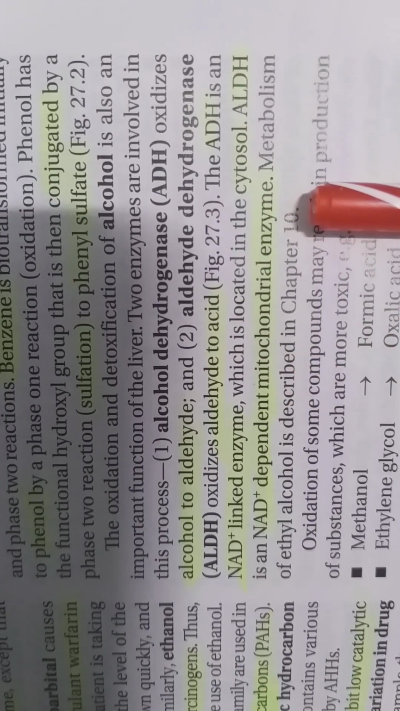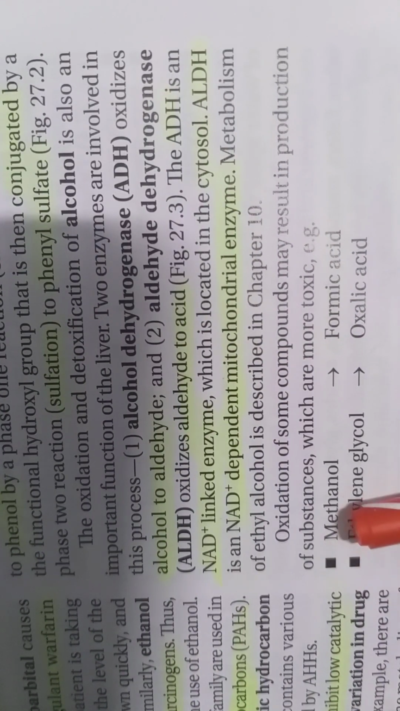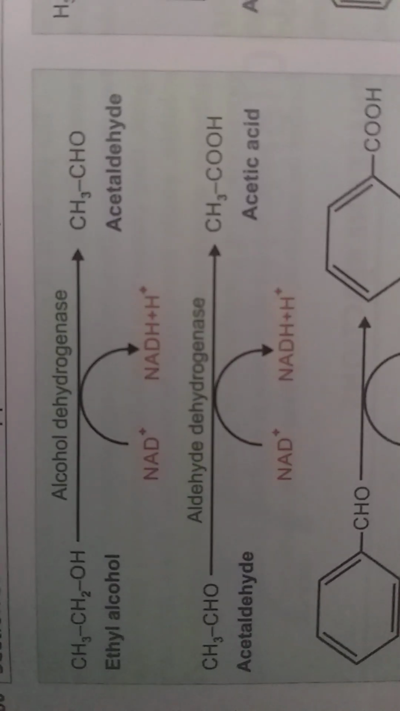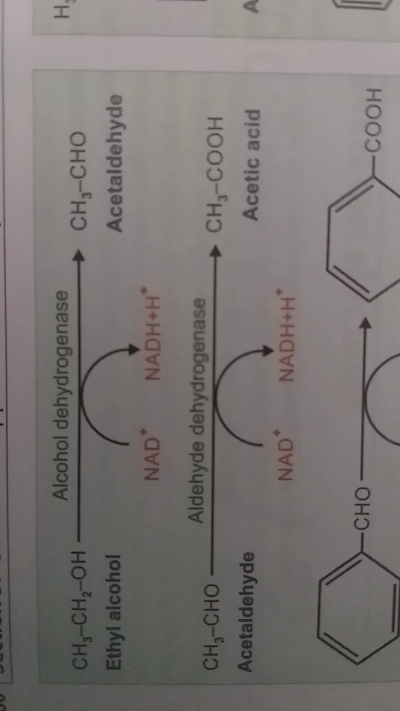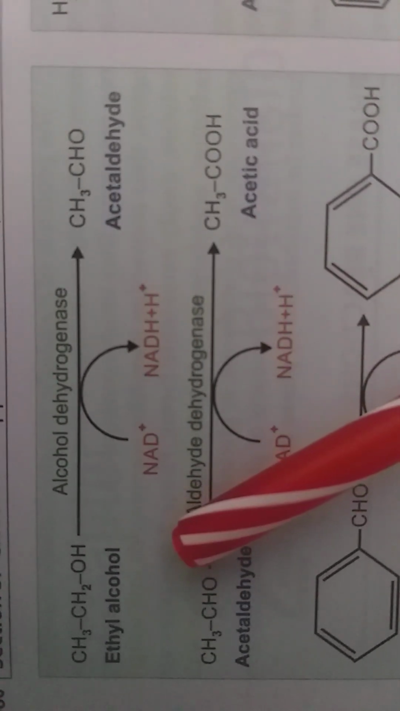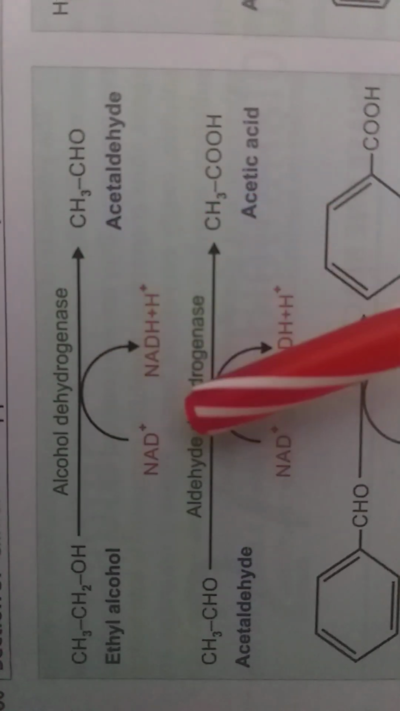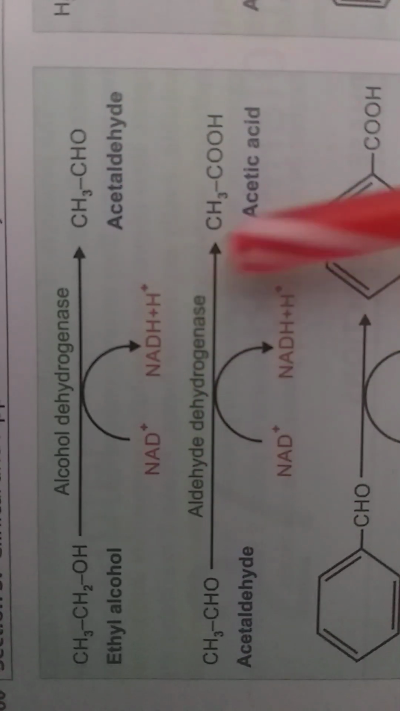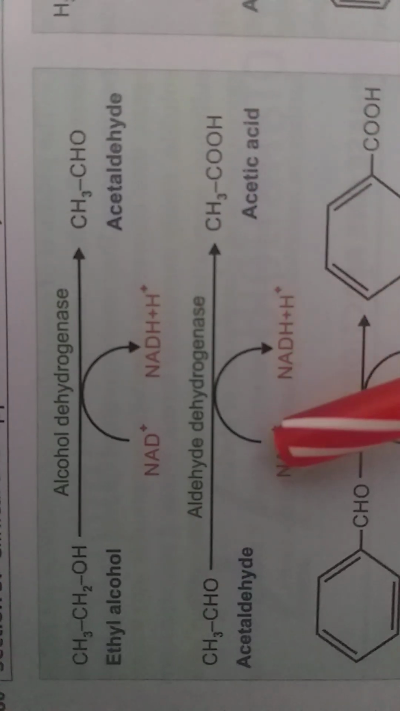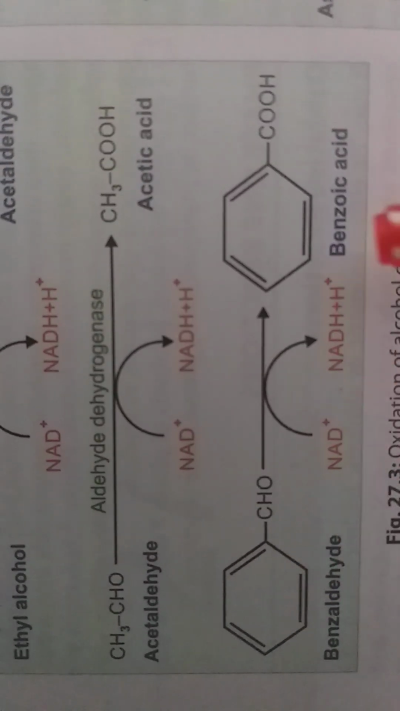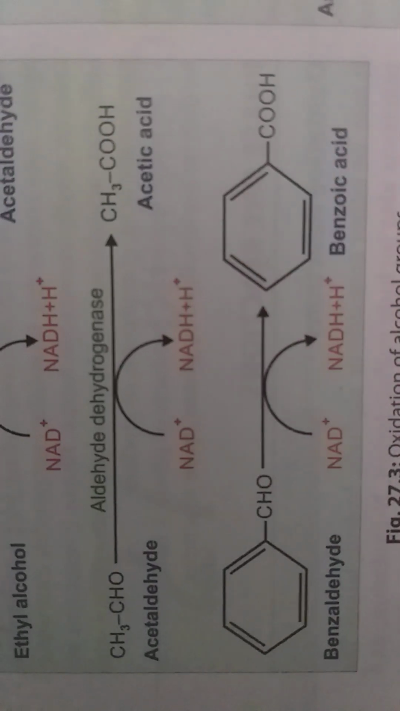Examples of intoxication in phase 1 are the conversion of methanol to formic acid and the conversion of ethylene glycol to oxalic acid. Here you can see the detoxification or phase 1 reactions, that is oxidation of the alcohol to form the acid. Ethyl alcohol in the presence of alcohol dehydrogenase is converted to acetaldehyde, and this acetaldehyde in the presence of aldehyde dehydrogenase is converted to acetic acid. Energy is generated in both the processes. And here you can see the conversion of benzaldehyde to benzoic acid in the presence of aldehyde dehydrogenase.